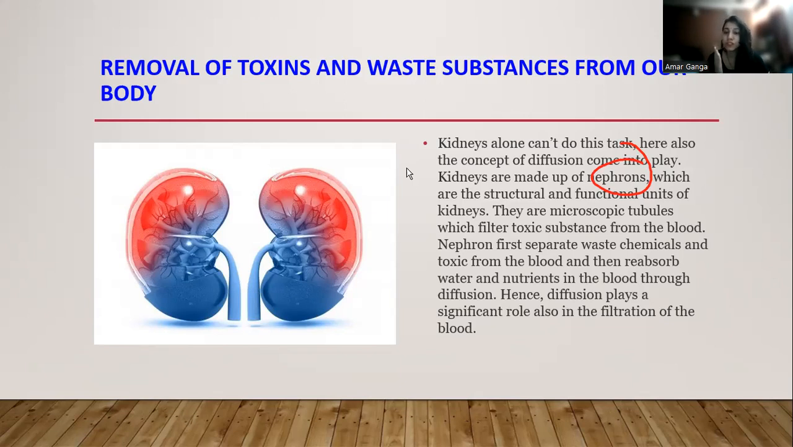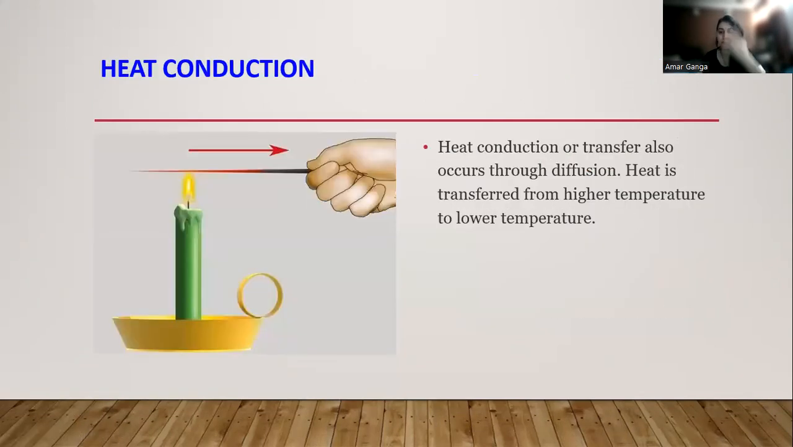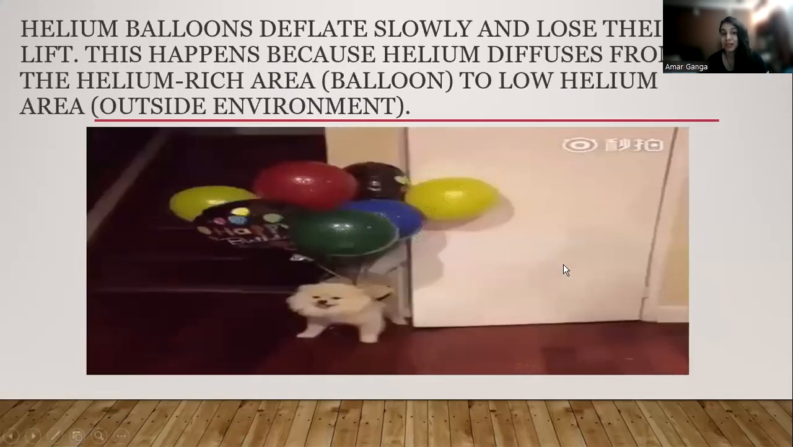Okay, so diffusion plays a significant role in the filtration of blood, as well as one more process, breathing. In breathing also diffusion plays an important role. So you can say that diffusion plays an important role in our body also. So in our daily life, in our body, diffusion plays an important role. Now there is an example from physics also, and this is related to solids. Heat conduction. Okay, when heat conducts from one object to another object, it transfers through diffusion. Heat transfers from higher temperature to lower temperature. That is also an example of diffusion.